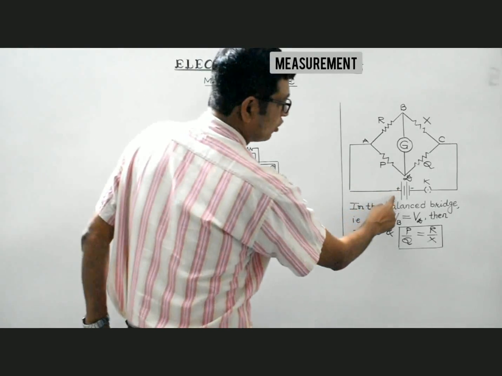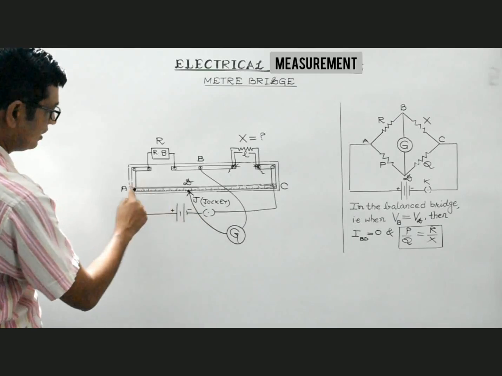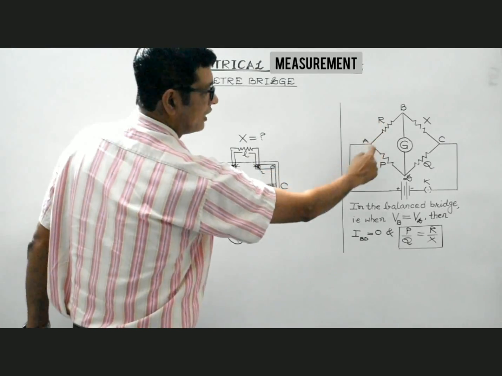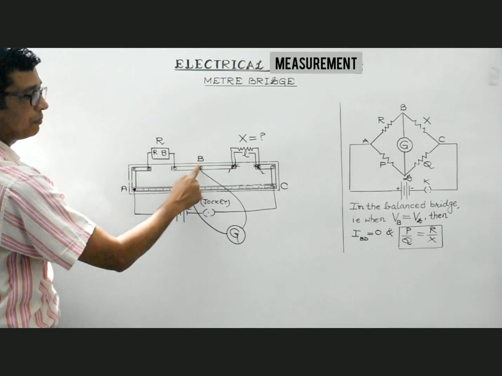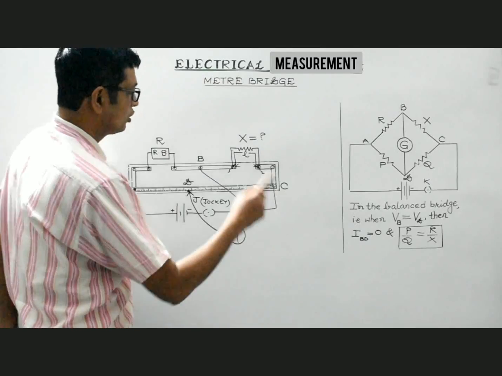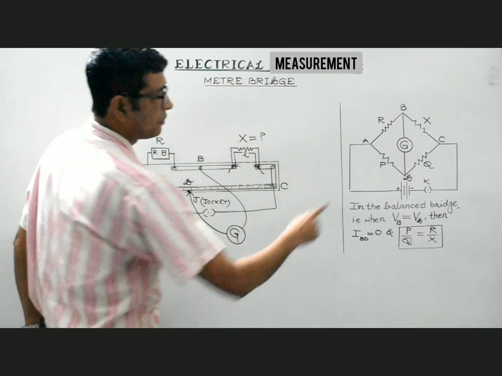So, source and one-way key are connected between the points A and C. Resistance box of known value is to be connected between the points A and B. And X, which is the unknown resistance whose value is to be determined, is to be connected between B and C. It is to be connected on the right hand gap, right?